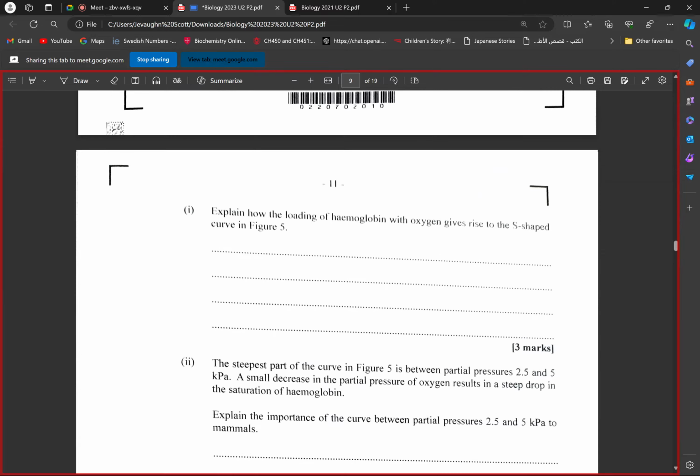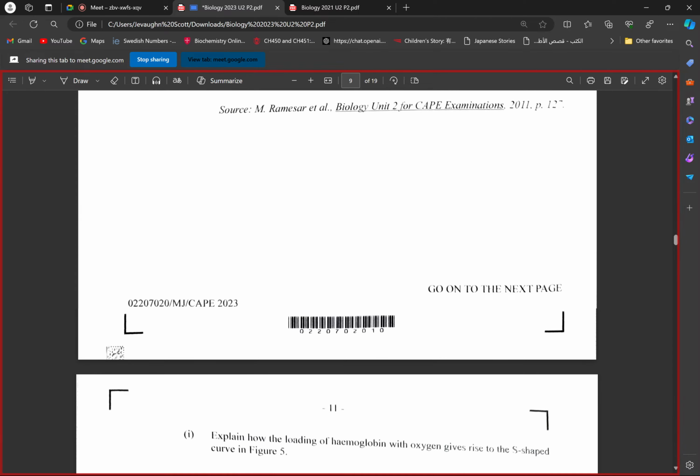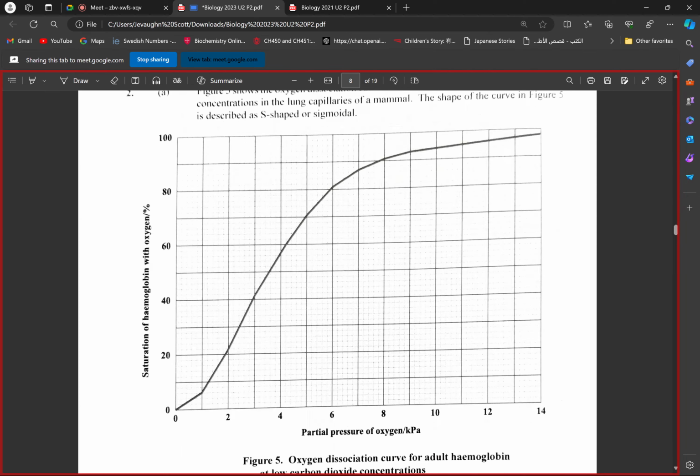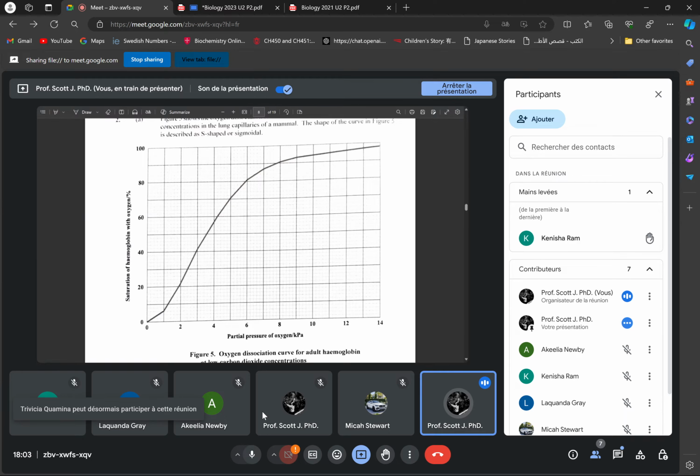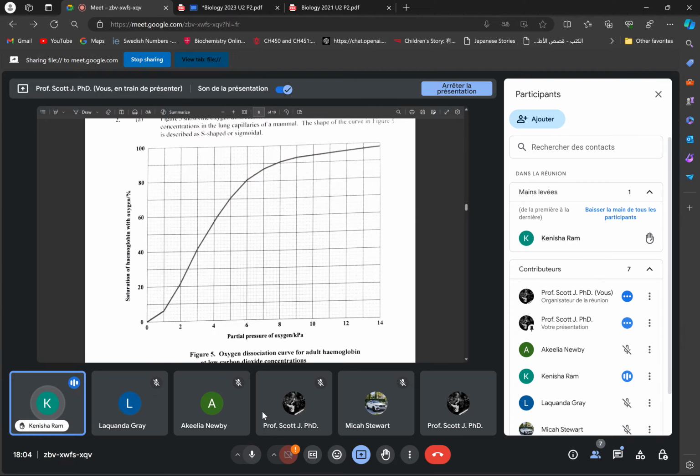So the first thing we're looking at now, we're asked to explain how the loading of hemoglobin with oxygen gives rise to the sigmoidal curve. So how does the loading of hemoglobin with oxygen give rise to a sigmoidal curve? Anyone? Go ahead. Sir, it's because the oxygen atoms are going to continuously bind to the iron atoms in the hemoglobin, and it's going to become easier for the oxygen atoms to bind.